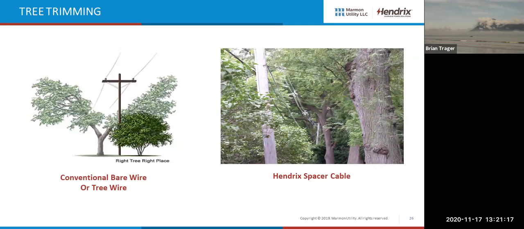So here we have the same artwork on the left, conventional bare wire tree wire with the routinely massacred foliage. And on the right side, we have a spacer cable system fitting through a nice clean tunnel.